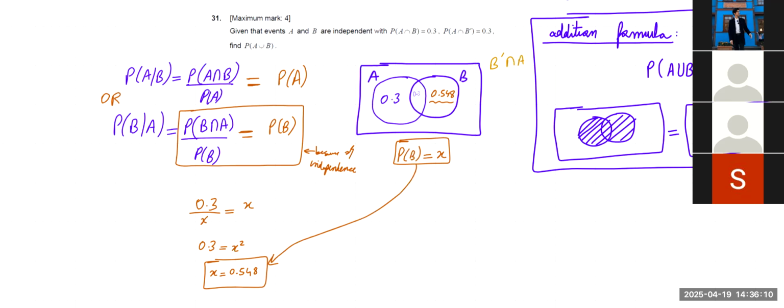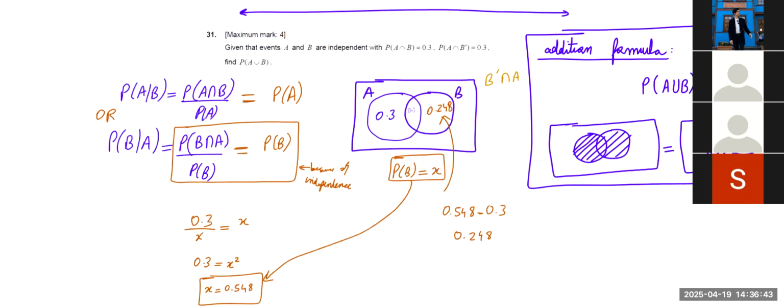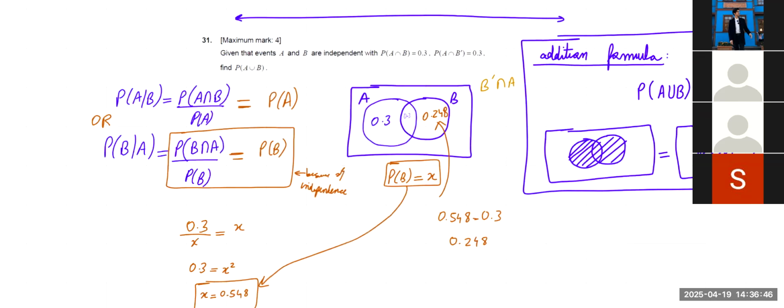Because you need to subtract 0.3. Beautiful. Because P of B is not just this part, it's all of B, which means that all of this must add up to 0.548, which means that just this part is 0.548 minus the common part, minus 0.3, which leaves me with 0.248, which makes the whole thing equal to 1. It might not, by the way, because there's some part that's outside also, but it's less than 1, and that's all that matters, because it can't be more than 1. Probabilities must never sum up to being more than 1. It does not make sense.